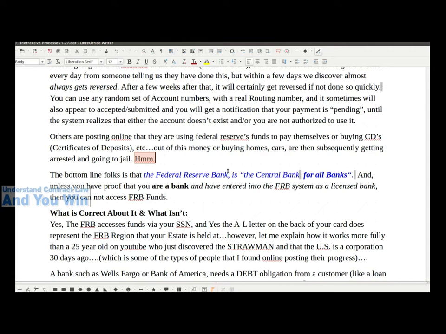You know when you make a purchase and then you go to the receipt page, or you look at your online banking, and it says XXX, Chase, and has a bunch of account numbers. It'll say what bank it came from, basically. So there's something that says Federal Reserve Trust Fund, and I'll show you the image later on. But let me explain something. The Federal Reserve Bank is the central bank for all banks.